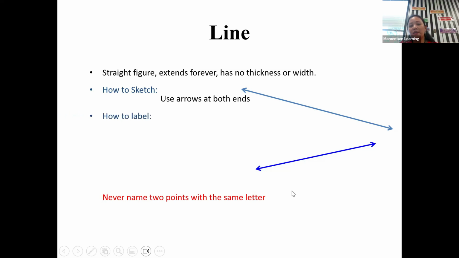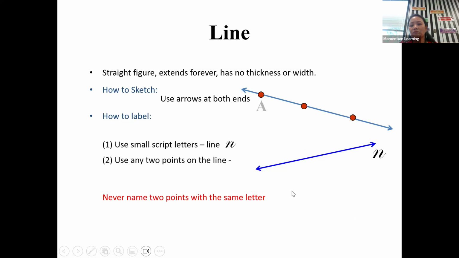So let's put it in the picture for us. Okay, if I have points A, B, and C, and if I name from point A to point A, then it cannot be correct due to the fact that A to A is basically in the same position. So how do you label it? We're going to start out with a script letter. Do you see the script letter right here?